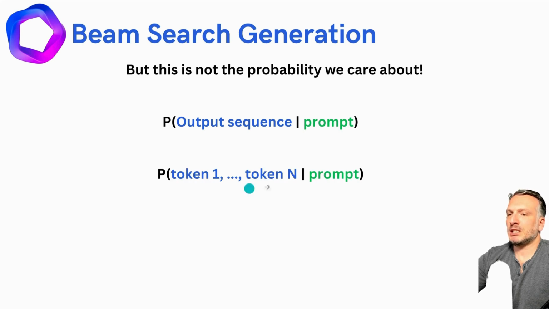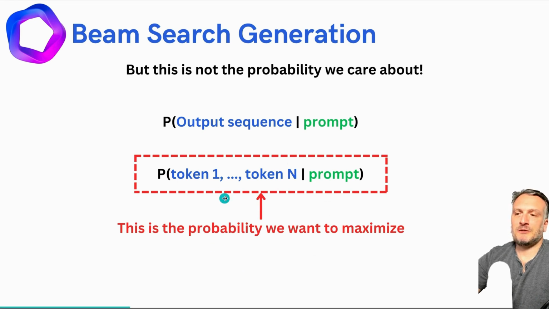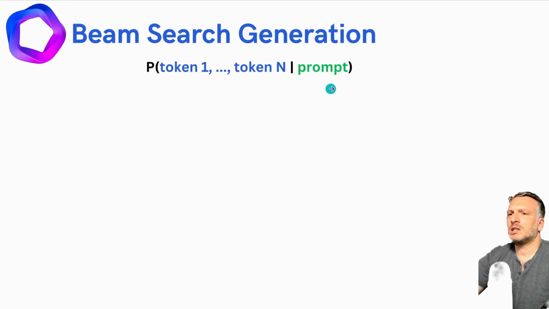Another way to put it is that conditioned on a specific prompt, we want to find all the different tokens from 1 to n that maximize this probability. So we want to find the sequence of tokens that maximize this probability conditioned on this specific prompt. So that is the probability that we want to maximize, and it is different from maximizing the token generation at each iteration. Let's try to understand how this probability relates to what the model can calculate.